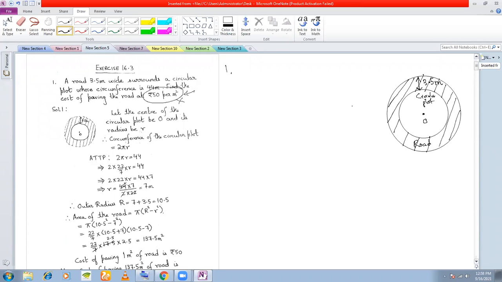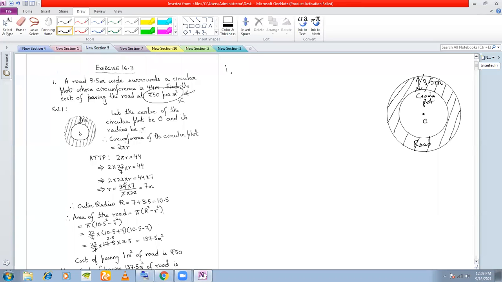So the question is, find the cost of paving the road at 50 per meter square. 1 meter square of the road costs rupees 50 to pave. That means what should be the total cost of paving? You find out the area of the shaded region, that is the area of the road, and then you multiply by 50. First priority is to find out the area of the road. So you have to find out the area of the circular ring. But for the area of the circular ring, what do you need? You need the inner radius and you need the outer radius, right?